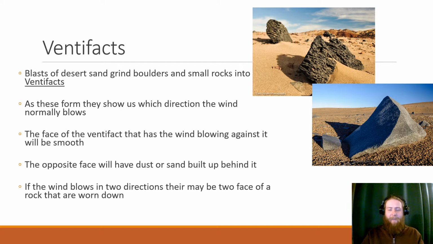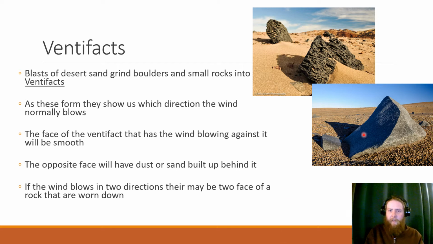All right, ventifacts. These are structures that we will find in areas with high winds. These blasts of desert sand grind boulders and small rocks into these ventifacts. These happen in areas where the wind is blowing, usually in one or two directions most of the time. So these will show us which way the wind is blowing.